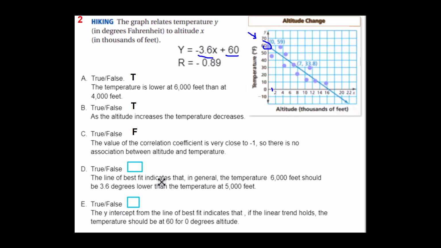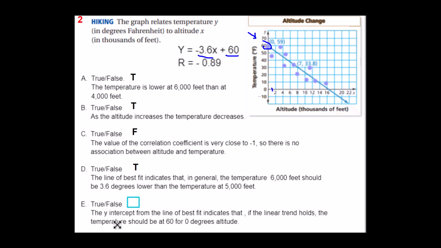All right, the line of best fit for part D indicates that in general the temperature at 6,000 feet should be 3.6 degrees lower than the temperature at 5,000 feet. So at 6,000 feet, let's look and see how far we've moved. We've moved a unit from 5,000 to 6,000, 5 to 6. All right, so that should be one of these, -3.6. So that is true. 3.6 degrees lower. That negative says we're going down.